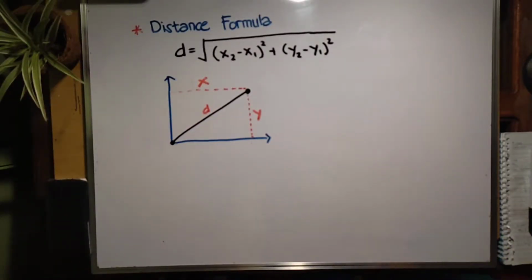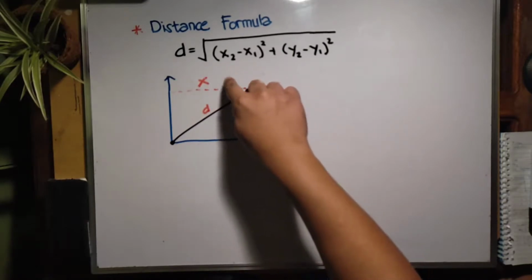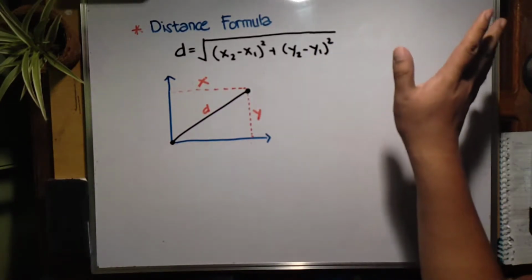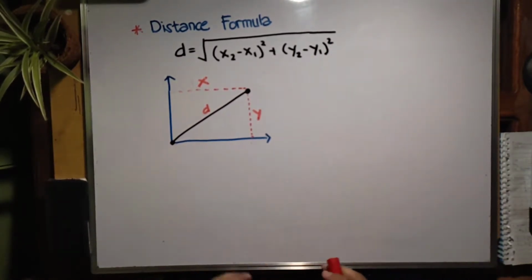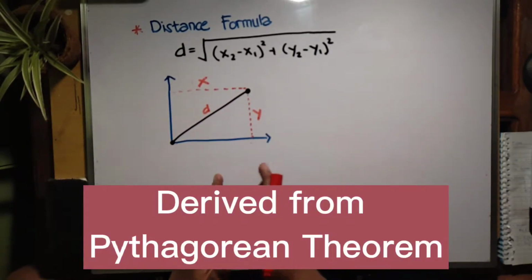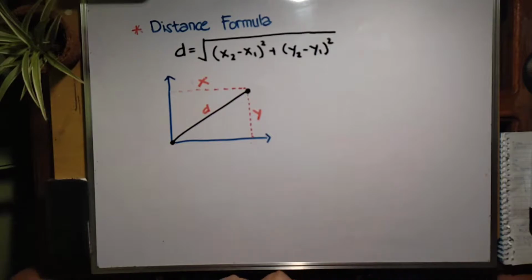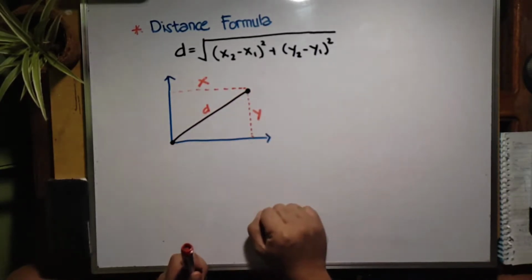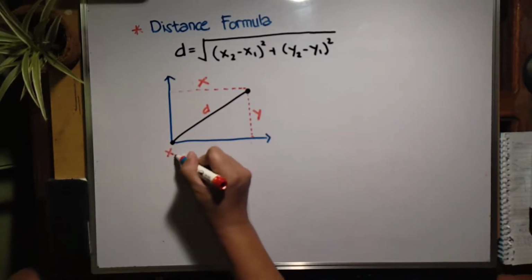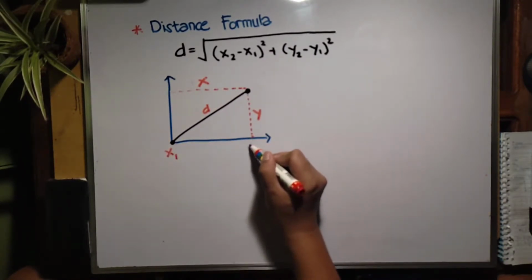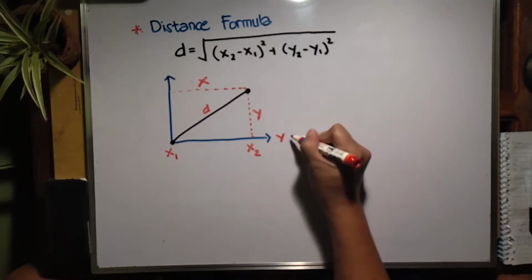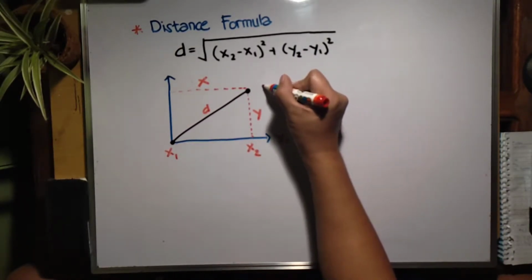And now let's talk about the distance formula. So the distance formula is the square root of (x2 minus x1) squared plus (y2 minus y1) squared. Okay, the distance formula is derived from the Pythagorean theorem, the right triangle. So let's assume this is the line segment, and we wish to find d, which is the distance or the length of this line segment. So let's assume this is point x1 and this is point x2, and let's assume this is also point y1 and this is point y2.